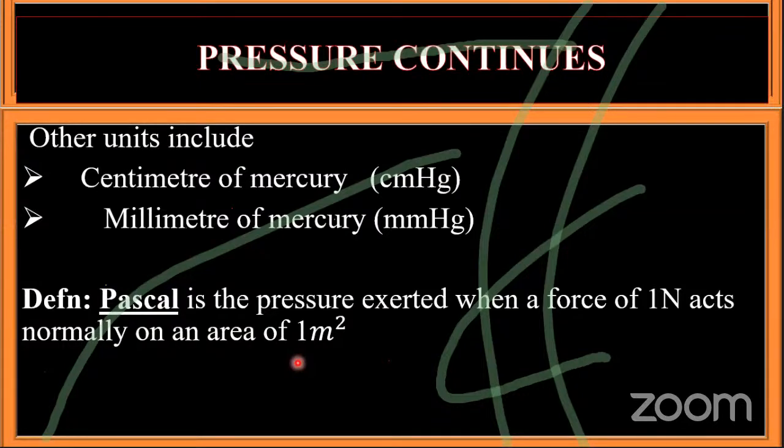If you don't talk about normally, we are going to see another physical quantity in physics, which is called Young's modulus. It's also in newtons per meter squared. Though it is defined as stress over strain, somebody can also say that it is force acting on a unit area. So we want this normally to come out clearly. So pascal is the pressure exerted when the force of 1 Newton acts normally on an area of 1 meter squared. Is that clear? Good. Let's go to something else.